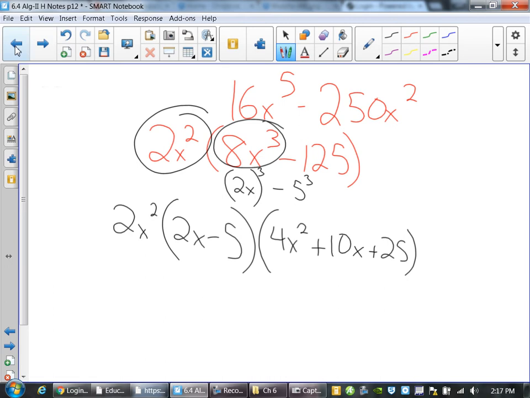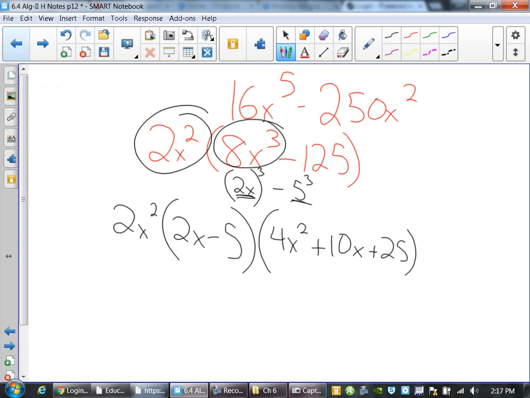What do you got? The a value is 2x. So 2x quantity squared is 4x squared. a times b is 5 times 2x. That's where I get 10x. b squared is 5 squared, which is 25. That's why I'm telling you guys, when you see these things and you're doing these sums or differences of cubes, rewrite them like that so you know what a and b are.